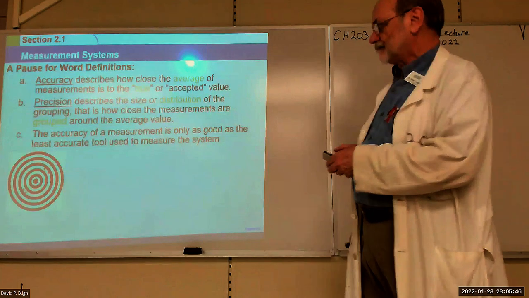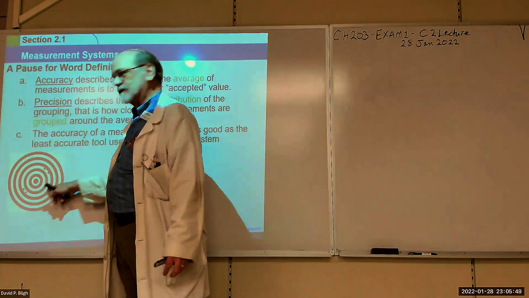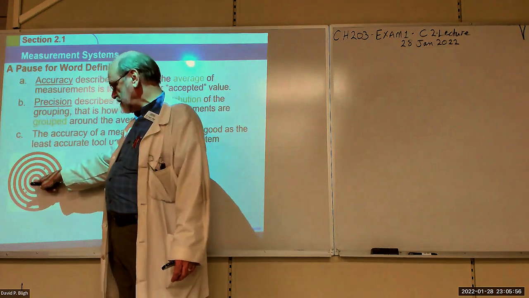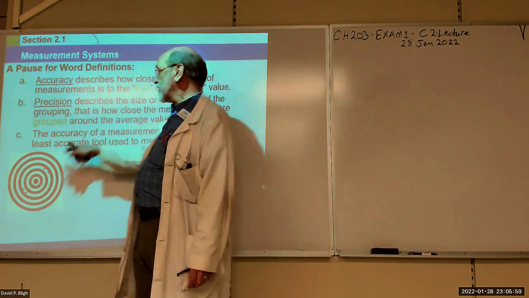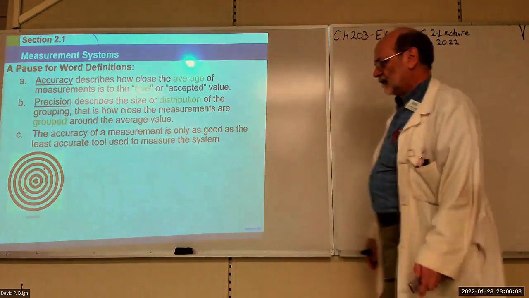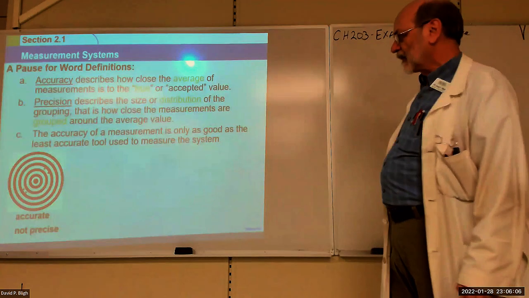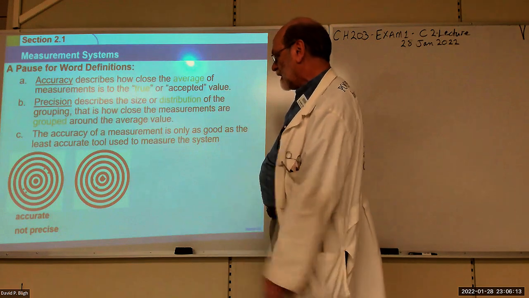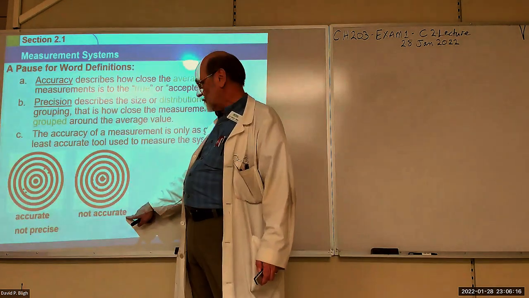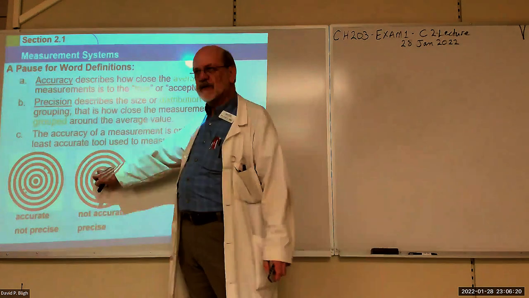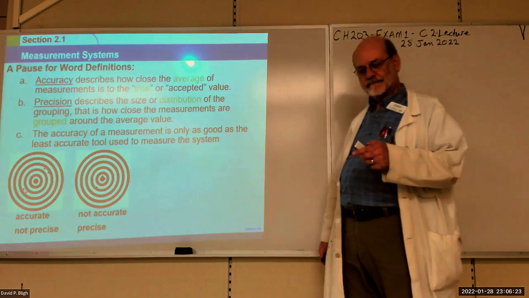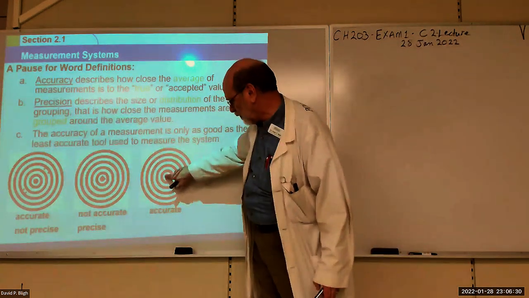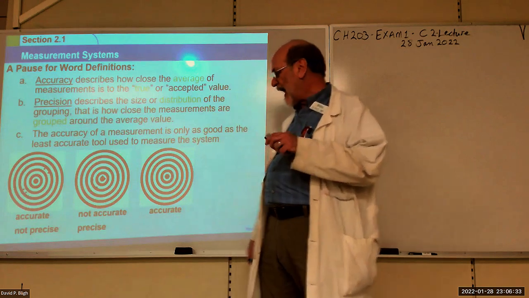Okay, in this case, this is not a tight grouping, right? So it's not precise. But if we take the average of these four, the average is right on the bullseye. That is an accurate group, right? So it's accurate, but not precise. What about this one? Well, the average is not on the bullseye, so it's not accurate. But the grouping is reasonably close together, so we would call that precise. This one, it's hard to see, but there are four of them right on the bullseye. So this one is both accurate and precise.